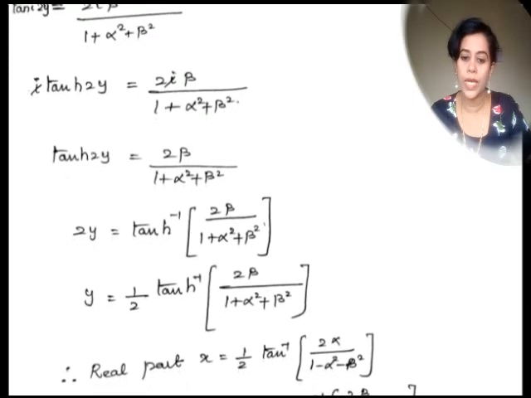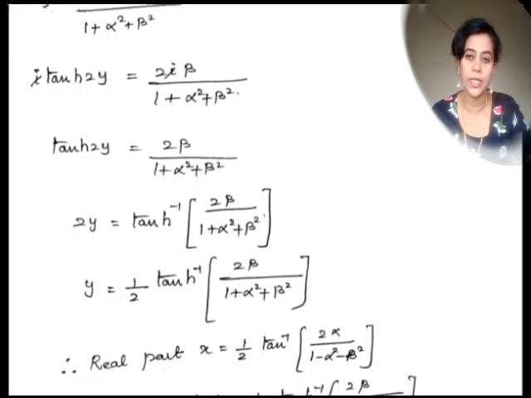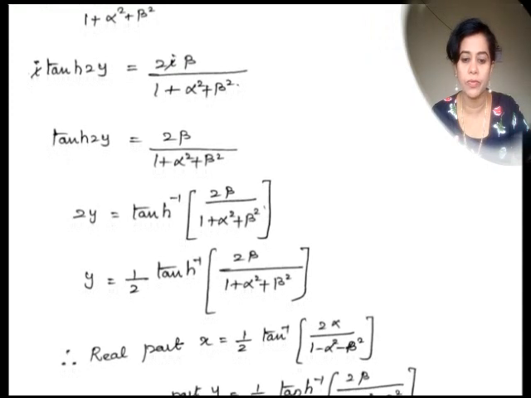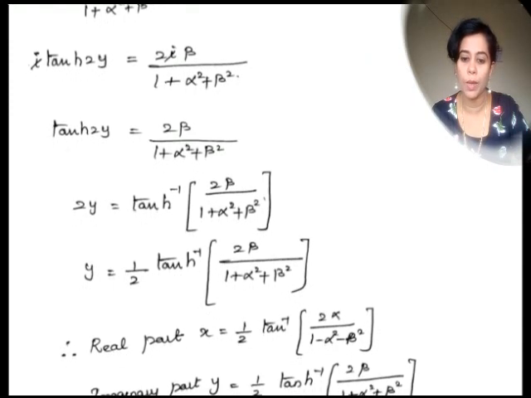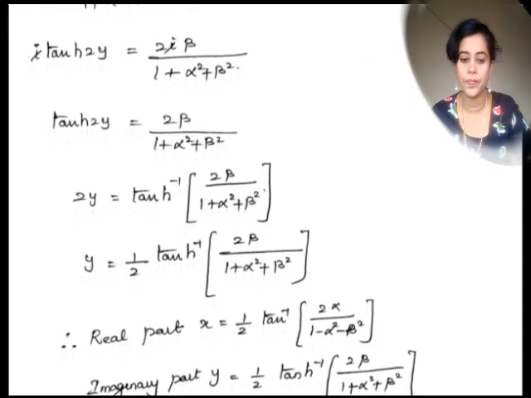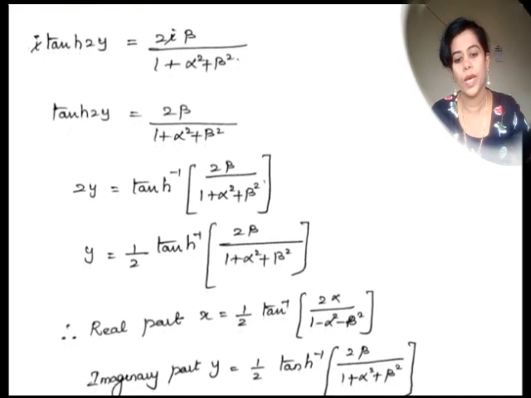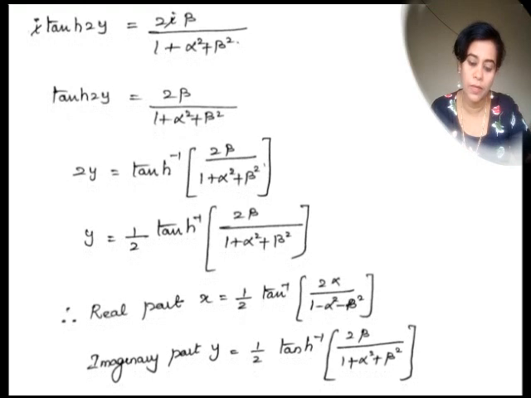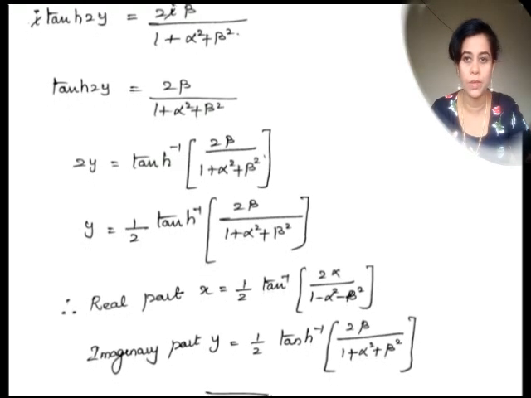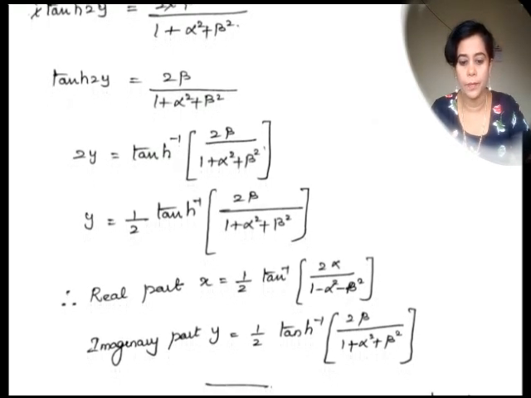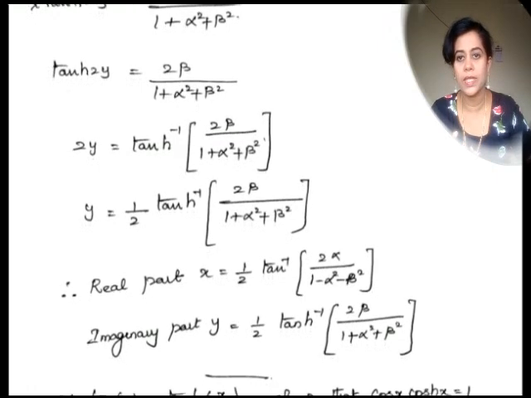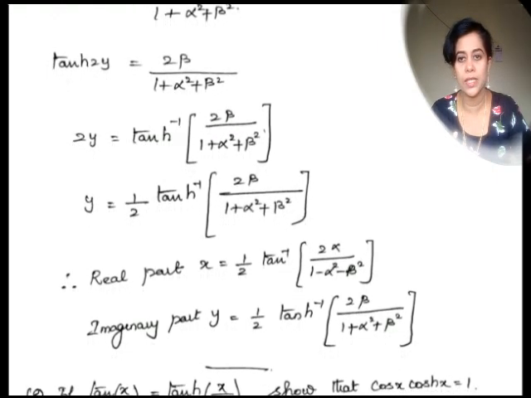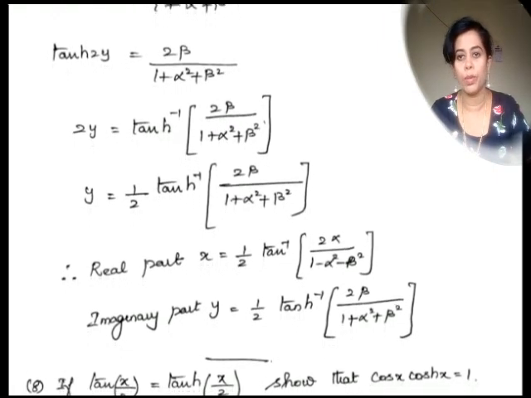So 2y is equal to tanh inverse of, bring this tanh to this side, that will be tanh inverse of 2 beta divided by 1 plus alpha squared plus beta squared. So therefore y is equal to 1 by 2 of tanh inverse of 2 beta divided by 1 plus alpha squared plus beta squared. Is that clear? So from that, summarizing the results, the real part and the imaginary part of the given problem.